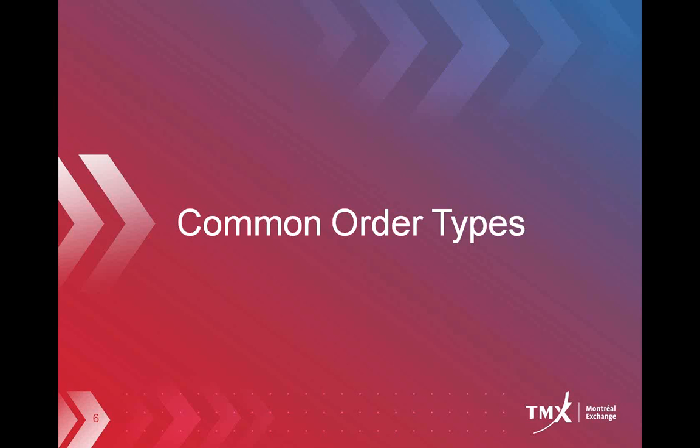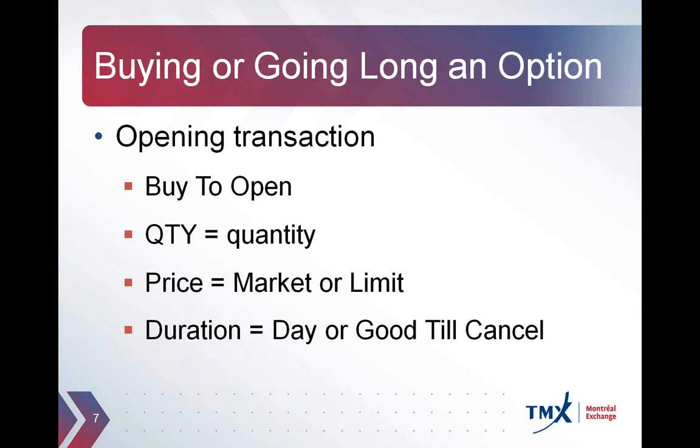So we want to start with the common order types. Here you'll see the opening transaction, and this is going long an option. You could go long or buy a call, or you could buy a put. Each brokerage will have a different way of entering it, but you need to have 4 criteria when placing the trade.